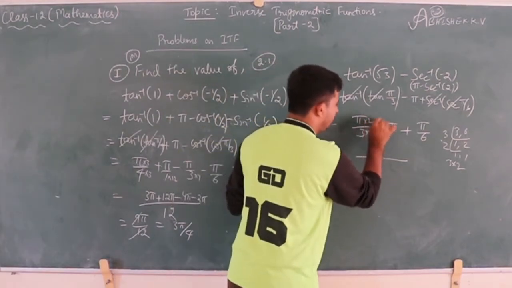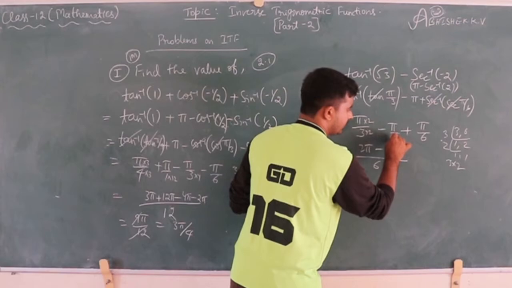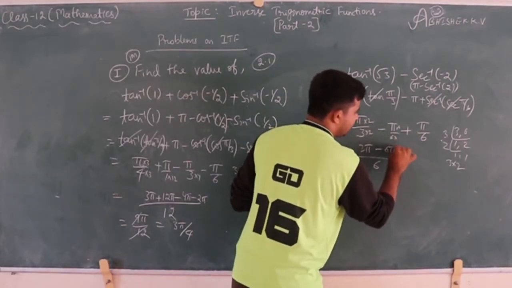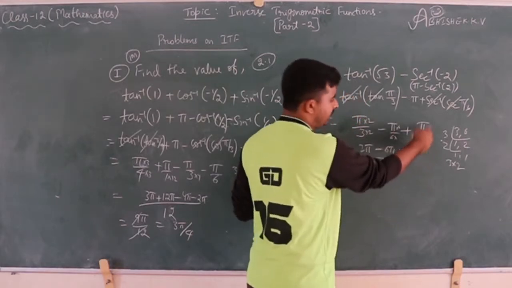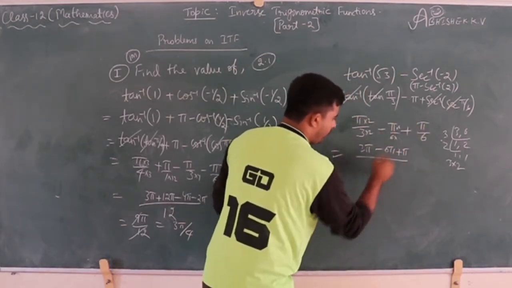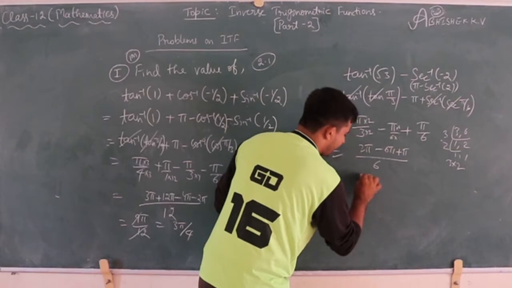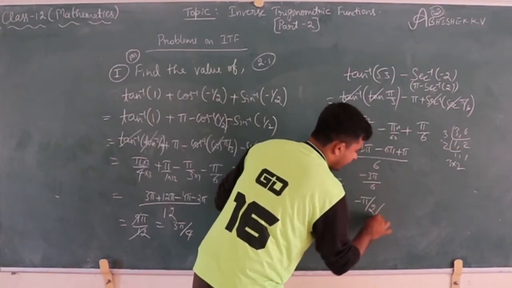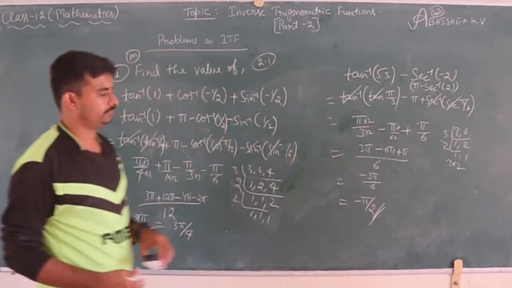3 twos are 6, again 2 pi minus. See, 6 into 1, that is 6 pi plus. We already have 6 multiplied by 1. Therefore, that is 3 pi minus 6 pi minus 3 pi by 6. This is equal to what? Minus pi by 3. This is the value of this.